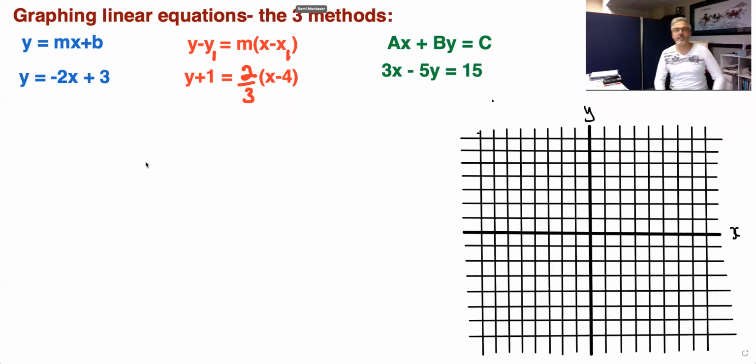So graphing linear equations, the three methods that you could have the equation. And so the first method, we call it the slope-intercept form. So the first method is the slope-intercept form, and it's y equals mx plus b.